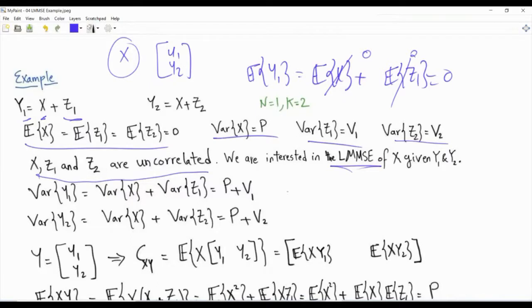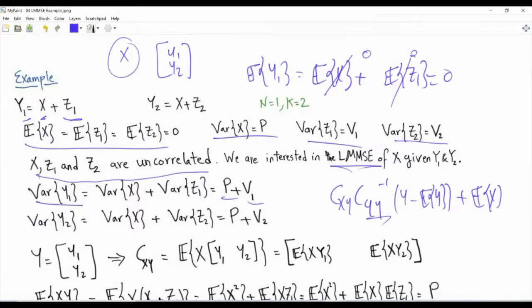Remember the estimator: it was CXY, CYY inverse, times y minus expected y, plus expected x. So the covariance matrix of y requires the variances of the y's. What is the variance of y1? y1 is x plus z1, and x and z1 are uncorrelated. Great, because this means the variance of the sum is the sum of variances. So this is p plus v1.